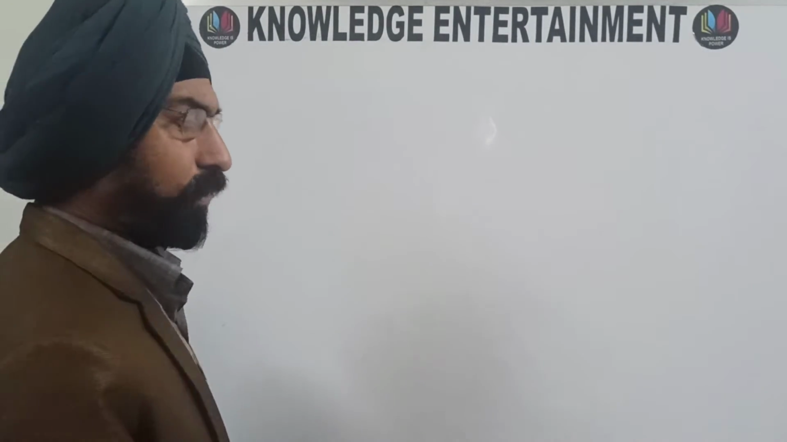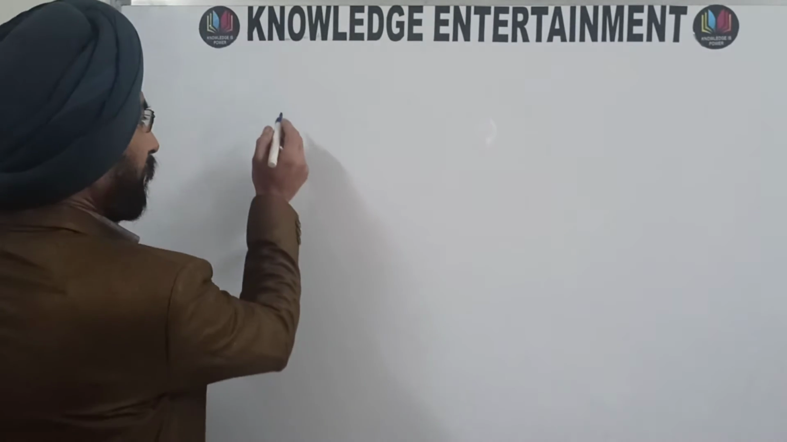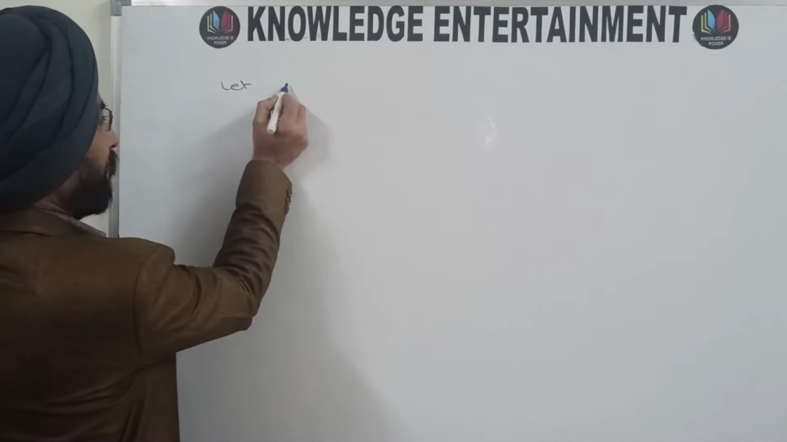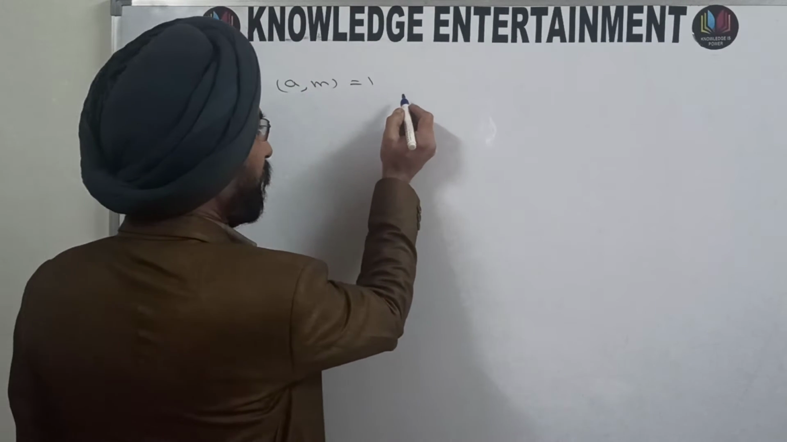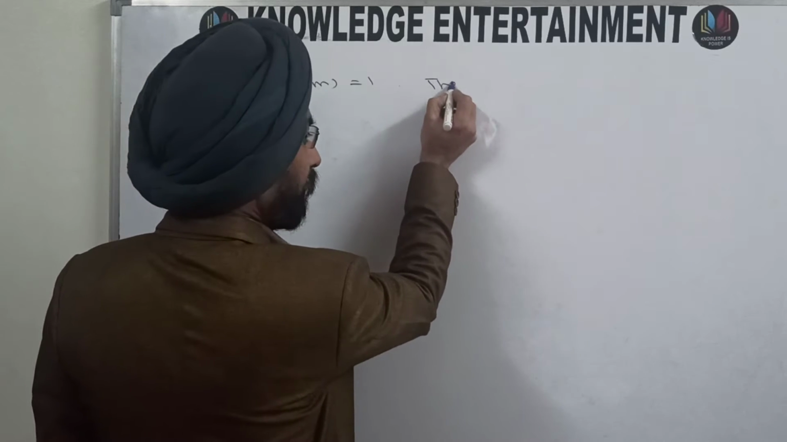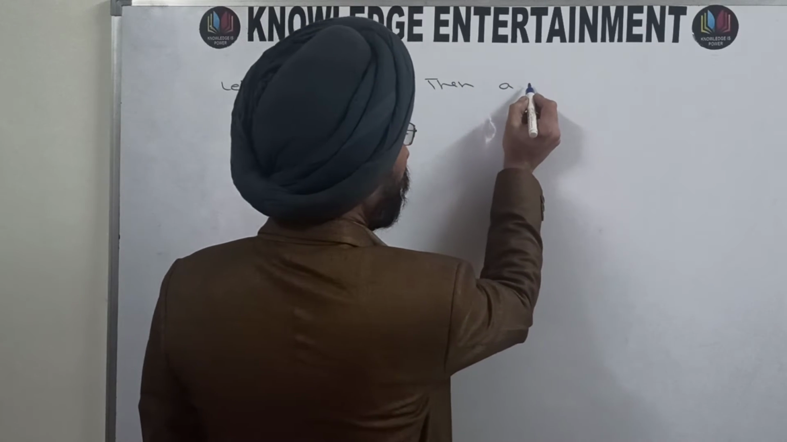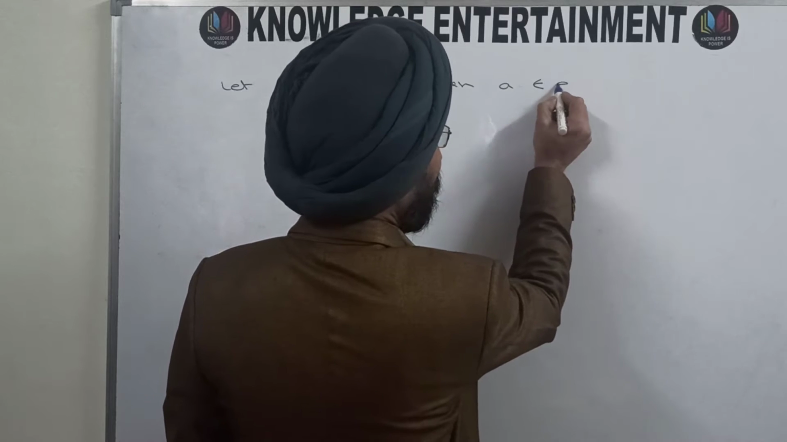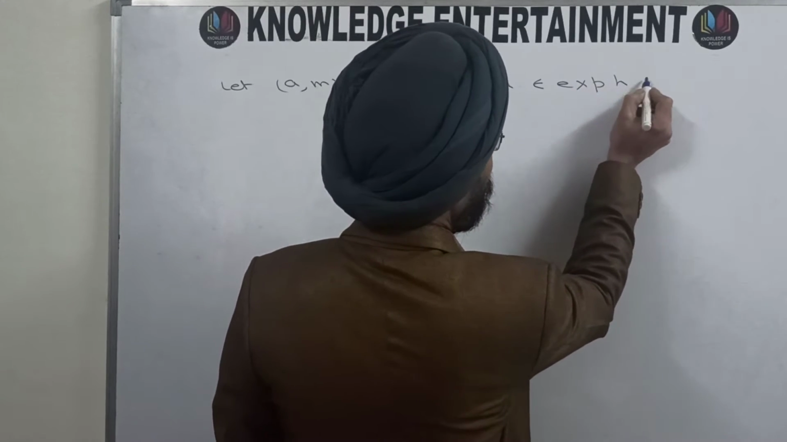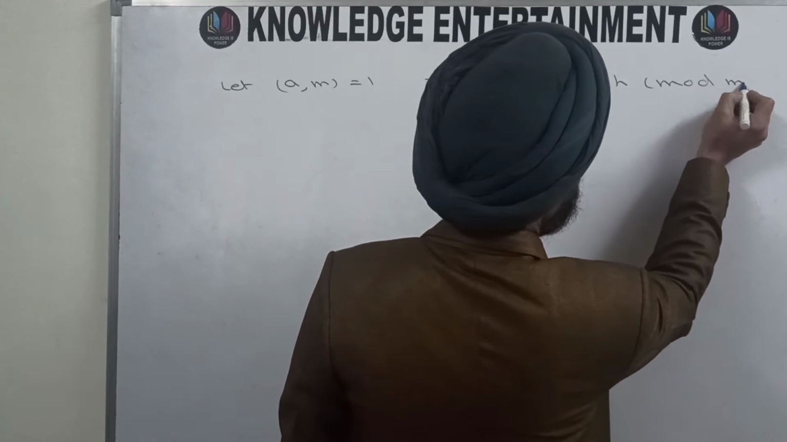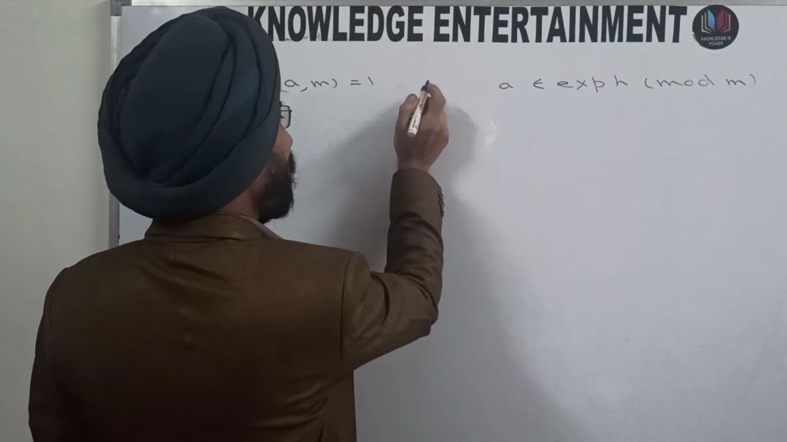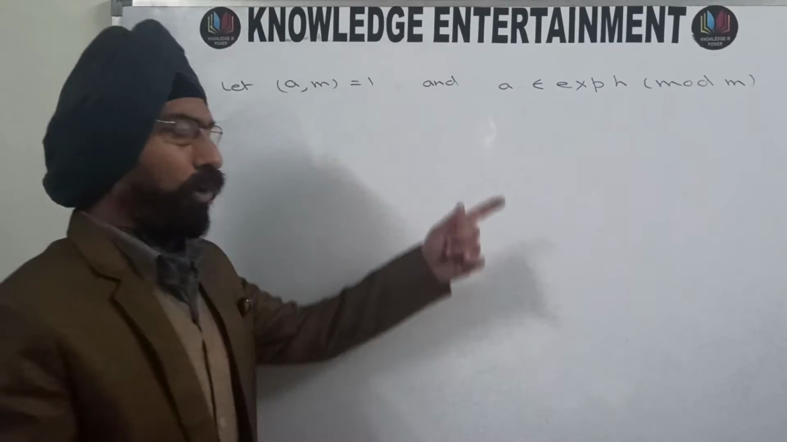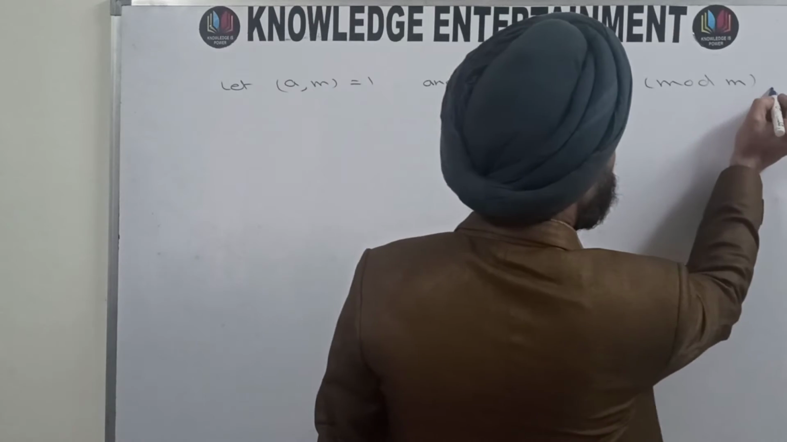And then there is another very important, useful result. Let GCD of a and m be equal to 1, and a belongs to exponent h modulo m. This is given.